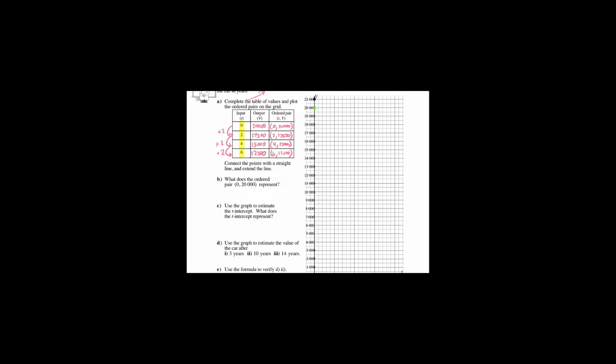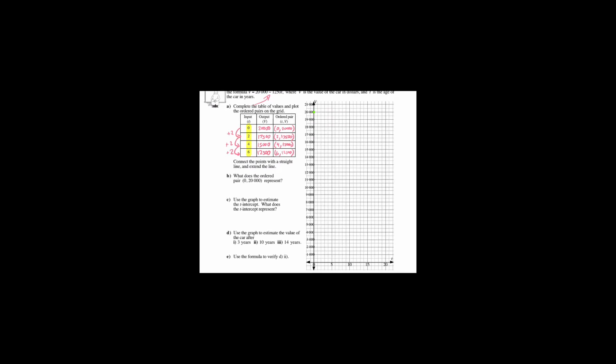Okay, and if we're to graph this, we're going to start off at 0, which is right on the y-axis, and at 20,000. So that's going to be right up at the top here. And I don't need to make it quite that big. And then at 2, I need to take a look at my graph. 2 is going to be right here, 1, 2 over. It's going to be 17,500. So that's going to be right here. And in the 4th year, it's going to be 15,000. And in the 6th year, it's going to be 12,500.